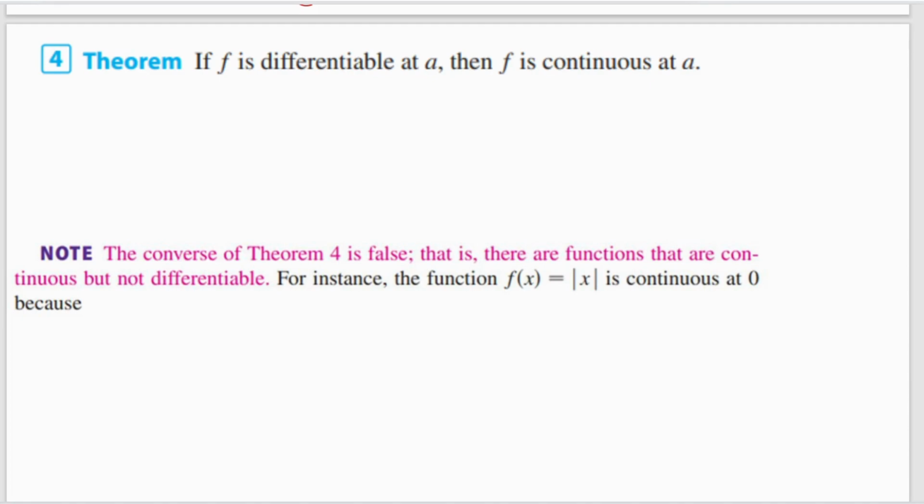Okay, here we have a theorem. It says that if the function is differentiable at a point a, then for sure the function is continuous at that point. But let us take an important note: the converse of this theorem is false. Why? Because we have functions that are continuous but not differentiable. For example, the function we just saw, the absolute value of x, is continuous at 0 but not differentiable at 0.